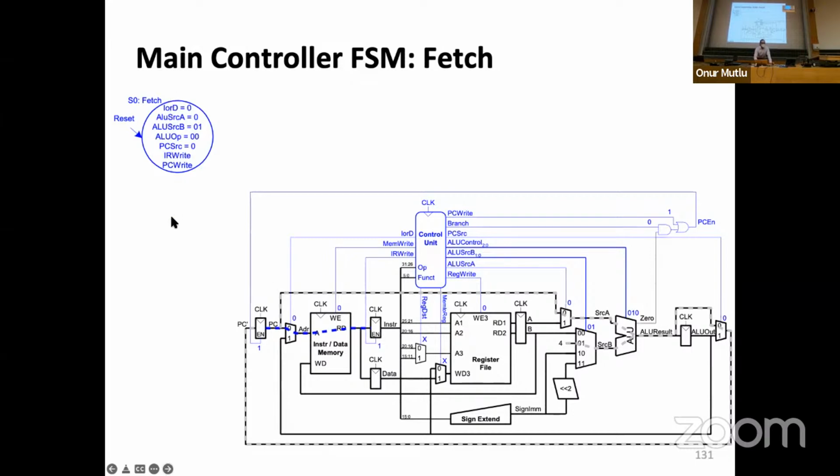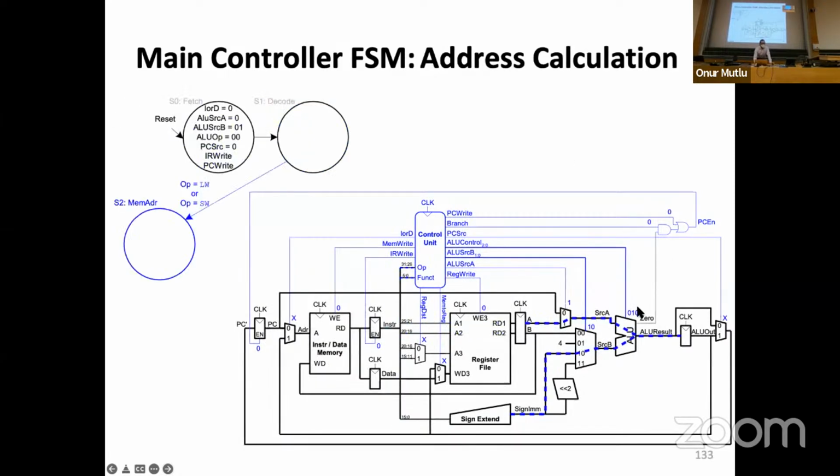After fetch state, what do you go into? Decode. And decode basically takes this register that we latched, which is the instruction, and generates the control signals and does no harm over here. So you need to set the control signals over here again accordingly. And then after decode, if it's a load word or store word, you jump to a memory address calculation state. And in memory address calculation, you need to calculate it based on the specification of the instruction.